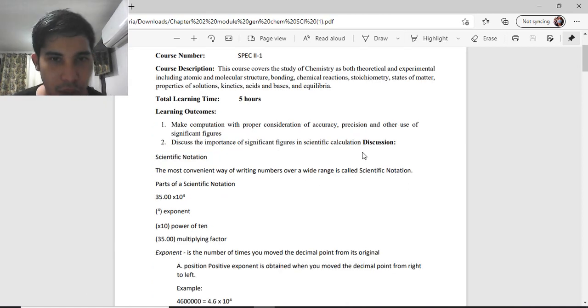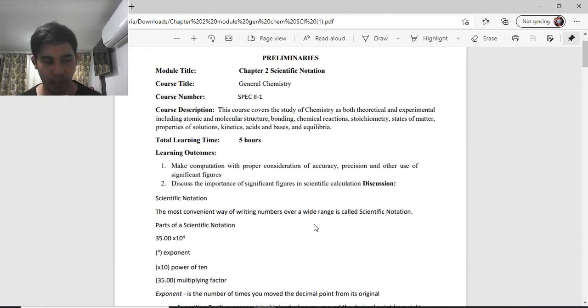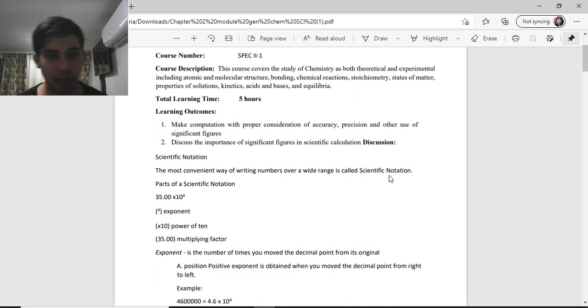For chapter 2, we are now on scientific notation. Those who don't like math or are weak in math, bear with me, because I will teach you this in a very simple way, very informative, so you will know how to solve it. It's very basic. You can use a calculator and the internet for additional sources. Let's go to the topic.